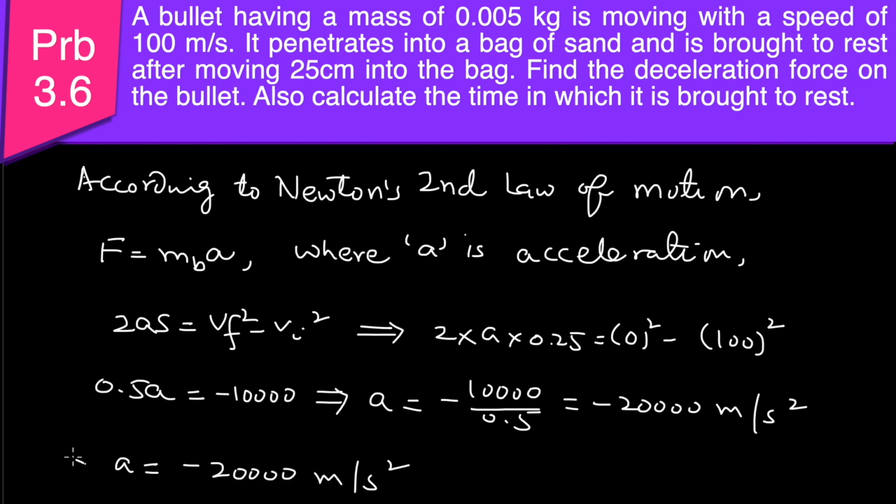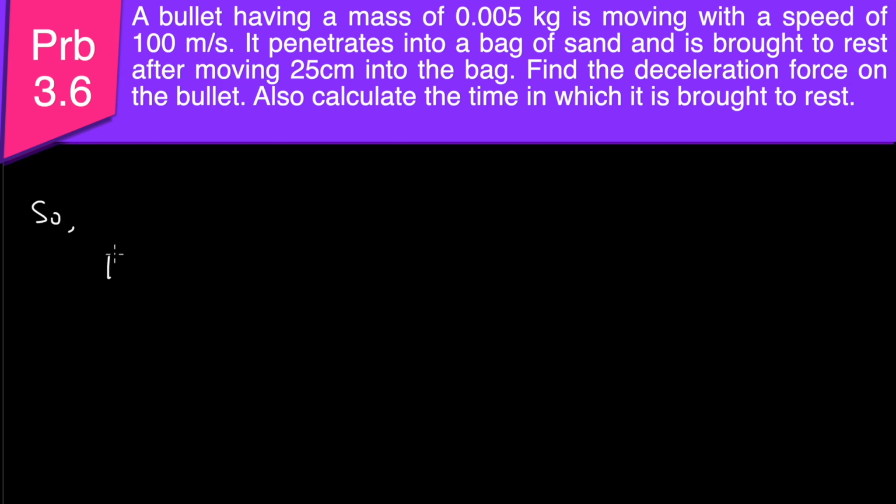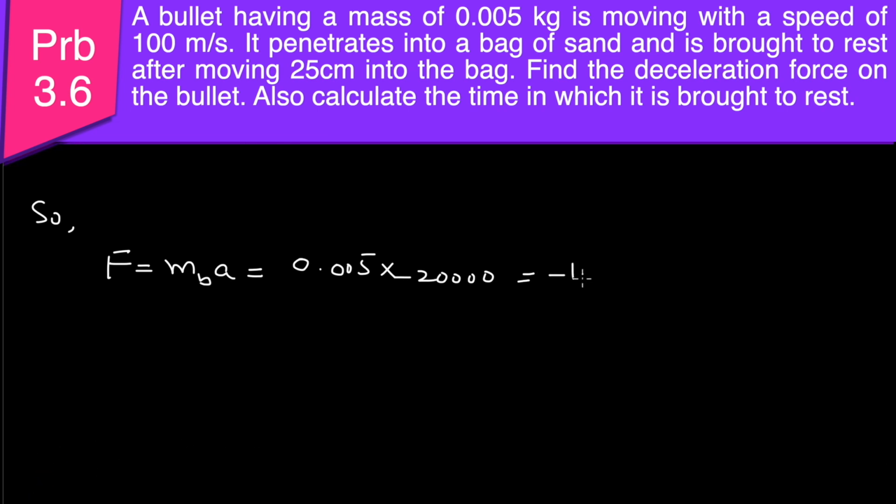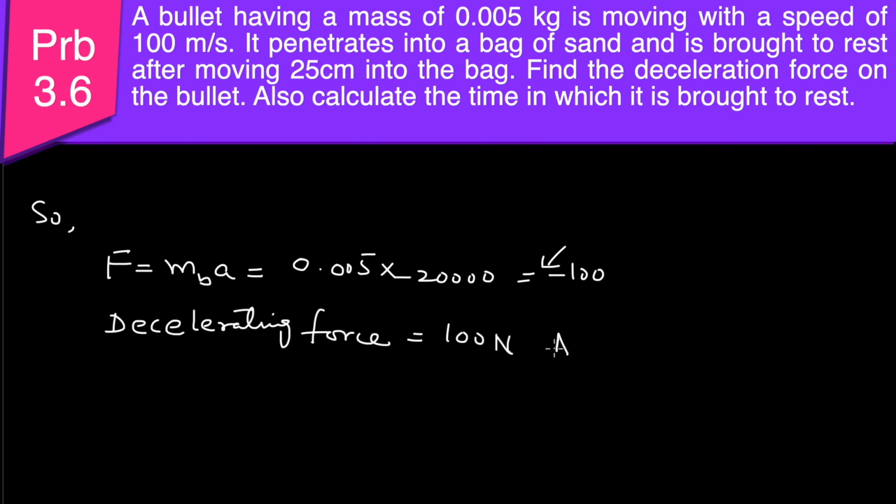So now we will use this acceleration in this equation F equal to ma. So F equal to mb a is equal to the mass of the bullet 0.05 multiplied by acceleration, and if we multiply, we will get minus 1000. So here minus means negative force or deceleration force. So deceleration force will be 1000 Newton. So this is the answer of our problem.